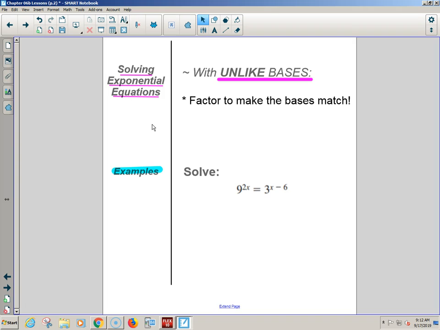Okay, focus on it. With unlike bases, this one just got a little complicated, because then it says the word factor. Can I help just a few of you with the whole factoring idea? Some of you wrote the word factor and you're like, I don't know. Factor to make the bases match. We can change factor to break it down.